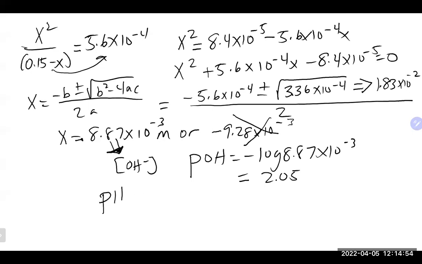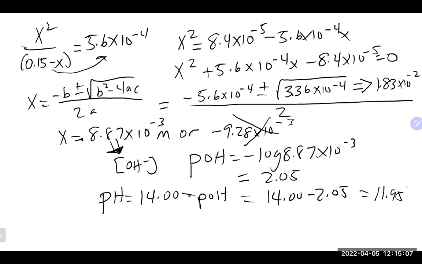At this point, we could finish it up by taking the pH is 14 minus the pOH, and that is going to give us 14 minus 2.05, and that will yield us an 11.95 pH, which definitely is a basic pH and does make sense in this case. Any questions on any of those parts there?